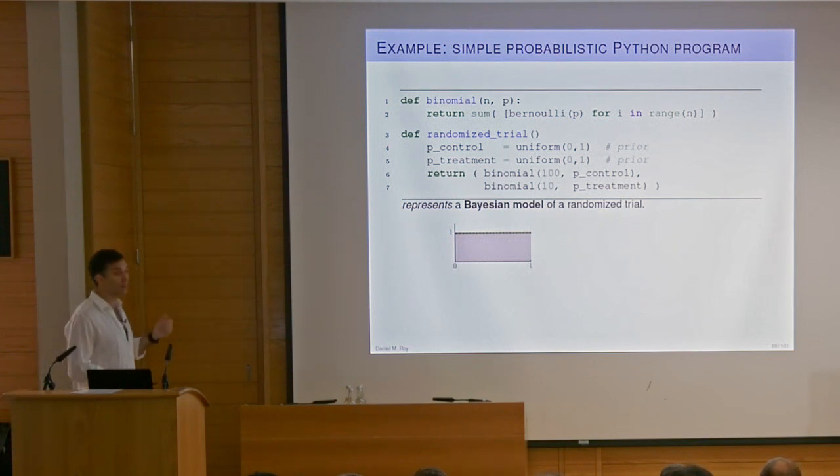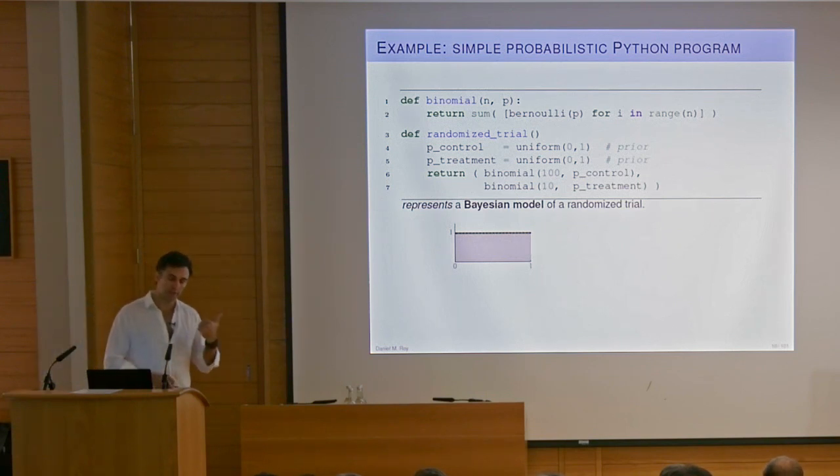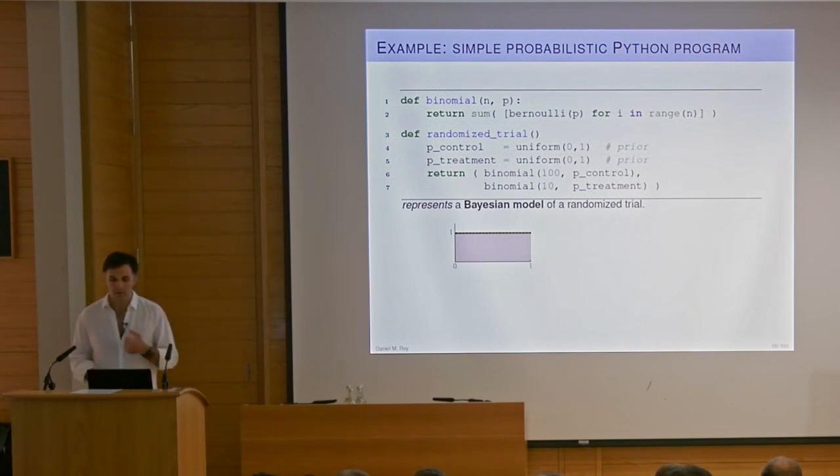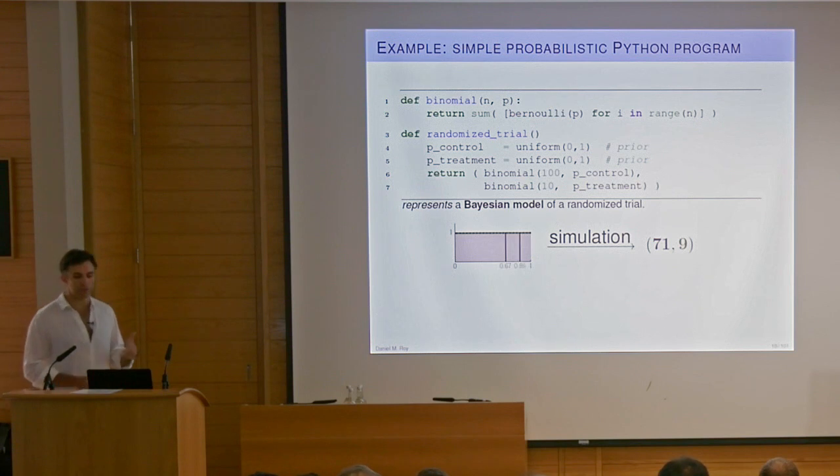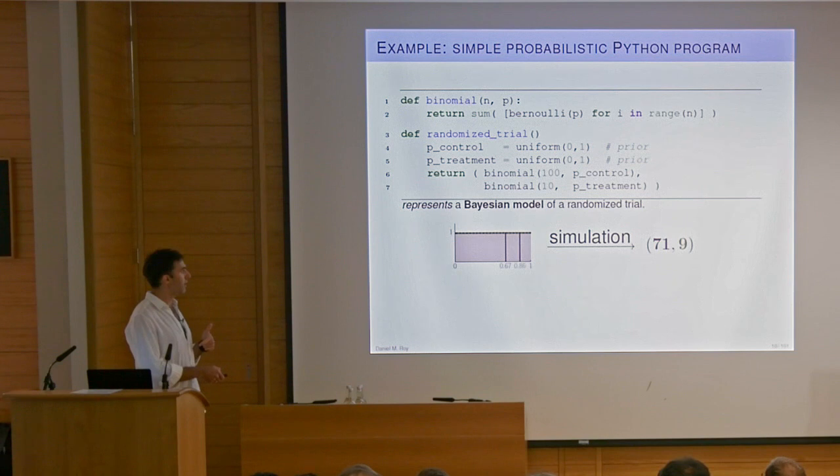I sample twice from a uniform distribution. And then I pass those numbers into binomial. And at the end of the day, I maybe get a 71 and 9 out. Now, I ran the simulation, so I actually know what those two values were. It's 0.67 and 0.86. And not so surprisingly, these are kind of like small perturbations of these, right? This is out of 100, this is out of 10, that's why they're on different scales.